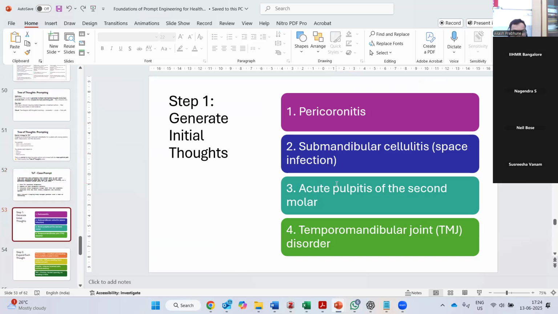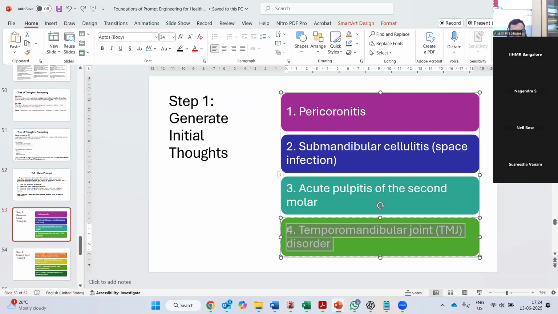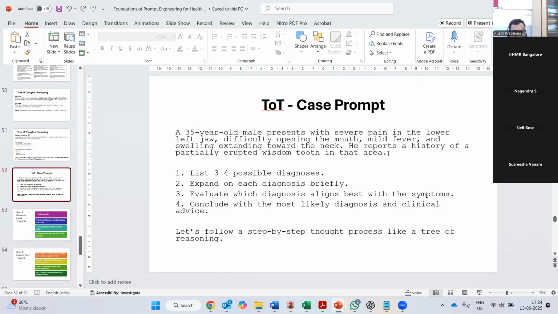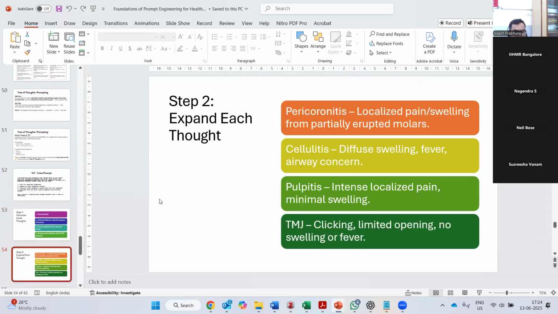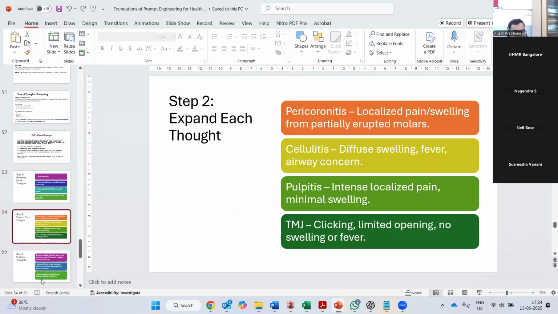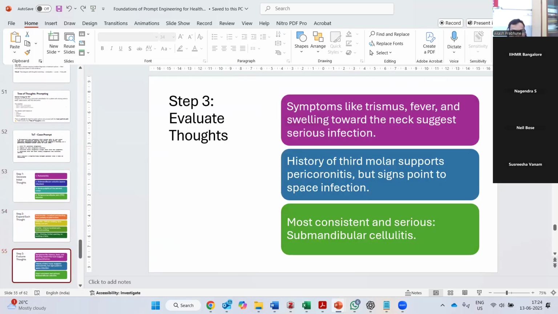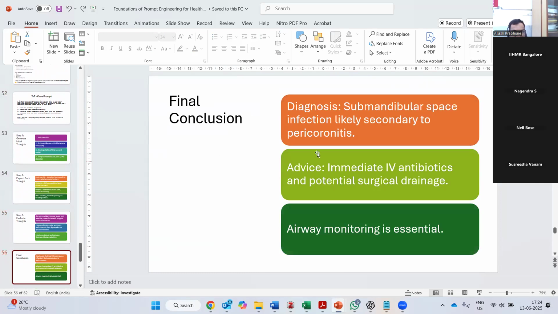So this is what the machine gave us. This one machine never gives temporomandibular joint disorder, and I think that might be because of the way we mentioned the details. Cool. Pericoronitis, cellulitis, pulpitis, TMJ cleared. That's the second thing it has encouraged. It may consider serious, yes, must consider submandibular cellulitis. Final submit. This is what the machine gave.